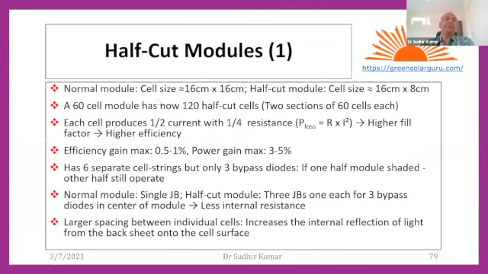Half-cut modules. In general, solar cells are 16 centimeter by 16 centimeter. But if you half cut, it is 16 by 8. So if you have a 60 cell module, then there will be 120 half-cut cells instead of 60. What is happening? The resistance is reduced. Due to that, you get an efficiency gain of maximum 1% and power gain of 3 to 5%. It actually has 3 bypass diodes and 3 junction boxes. There is larger spacing between individual cells, so you get better efficiency.